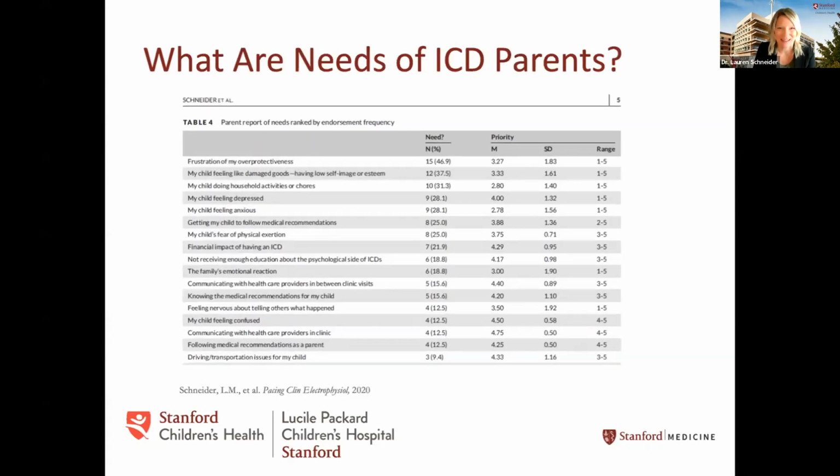We asked the same of parents, and parents, in terms of ranking by endorsement frequency, indicated at the top, or the most commonly endorsed, was frustration of my overprotectiveness, my child having low self-image or low self-esteem, my child doing household activities or chores, and my child feeling depressed or anxious. When asked about the needs that they endorsed in terms of what were the highest priorities, parents indicated first, my child feeling depressed, my child having low self-esteem or low self-image, frustration of my overprotectiveness, followed by my child doing household activities or chores, and my child feeling anxious. Next slide, please.